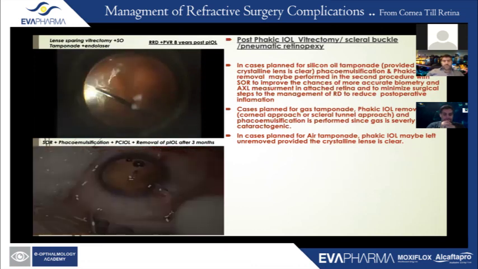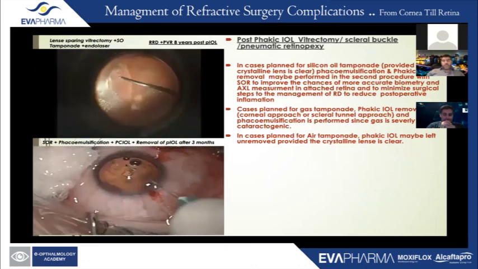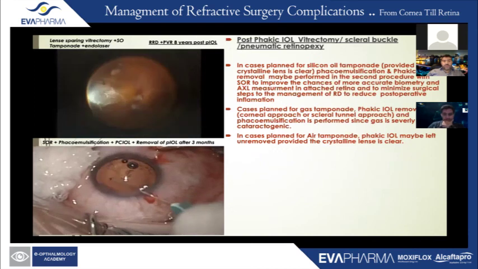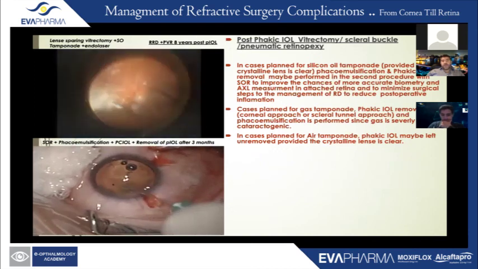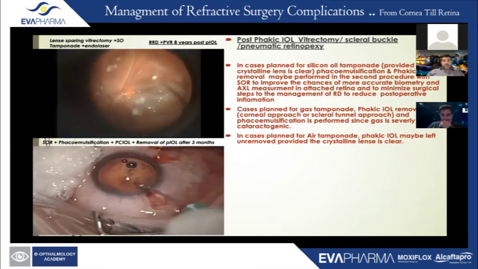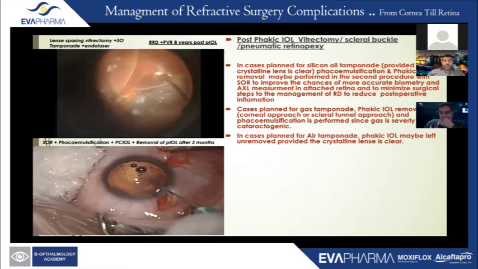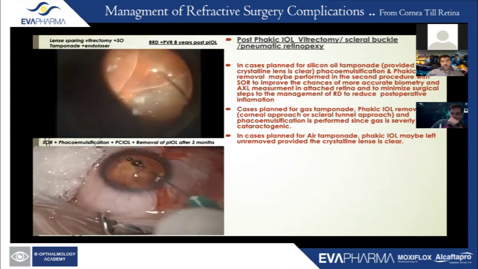For cases planned for gas tamponade, we have to perform phacoemulsification and removal of the lens with the vitrectomy because the gas is highly cataractogenic. While if we plan to keep the patients on air, we can leave the phakic IOL and the crystalline lens in place.